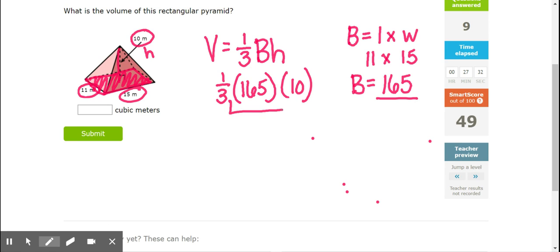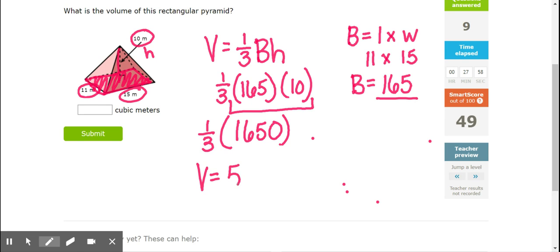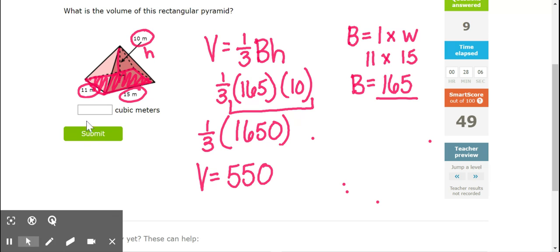Okay, I'm going to type 165 times 10 into my calculator just to make sure. I'm pretty sure I know what it is, but I don't want to make any mistakes. So I have 1,650, and I'm going to multiply that value times 1/3, or you can think about it as dividing by 3. So I'm typing 1,650 divided by 3, and I get 550. So that means that the volume of this pyramid is going to be 550 cubic meters.